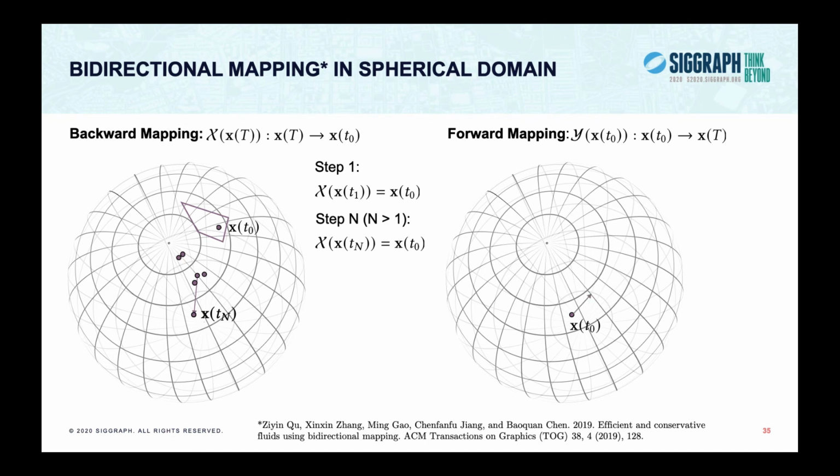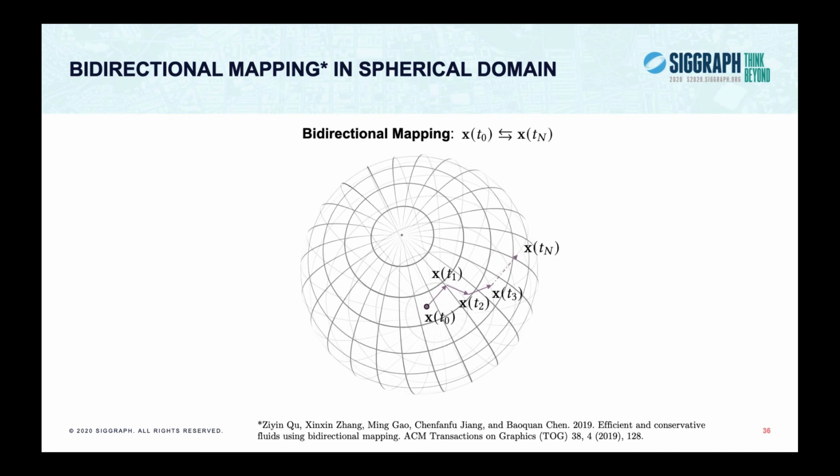At the next time step, it travels to xt2, then to xt3, and so on, finally to the current time tn. Now we have a bidirectional mapping. For each point on the sphere, we know where it originally was, and for each point at the initial time step, we know where it lands now.